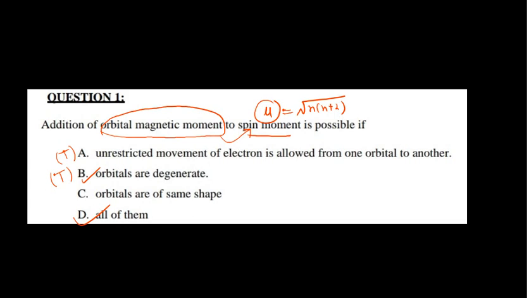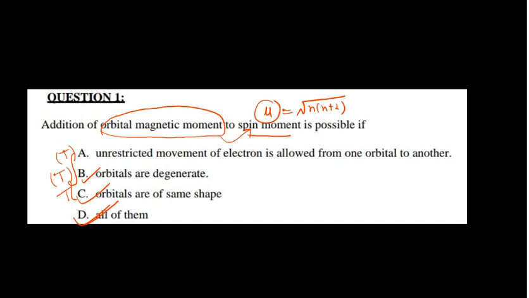Again, it is true. Orbitals are of the same shape. Definitely when the shapes are the same, quite good overlap would be there, and due to this overlap your electrons can move from here to there. This is also correct, right? So all options are true actually in that case. When all are true, that means option D is the correct answer.